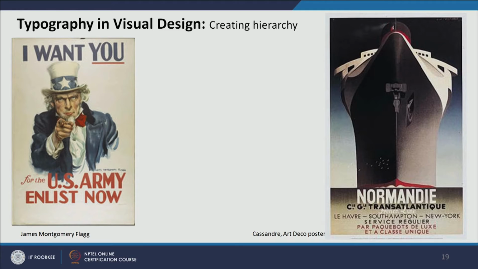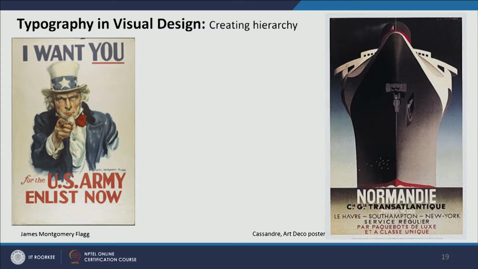Now we come to the examples of hierarchy. Here there are two famous posters. The first is the US Army's poster designed during the World War, by James Montgomery. Here we can see the US national color coding of blue and red, which is repeated, and there is a hierarchy in the typographic letters. If we read the first line, it is "I want you." "You" has more importance than the first two words.